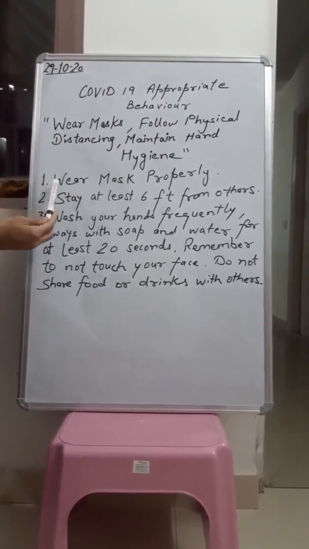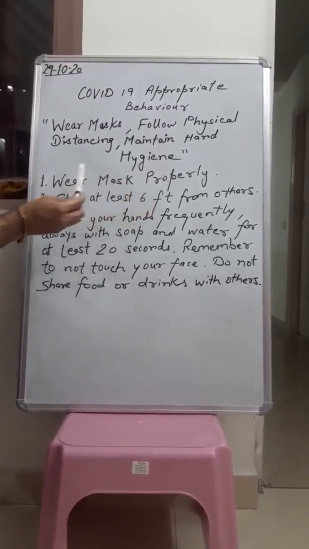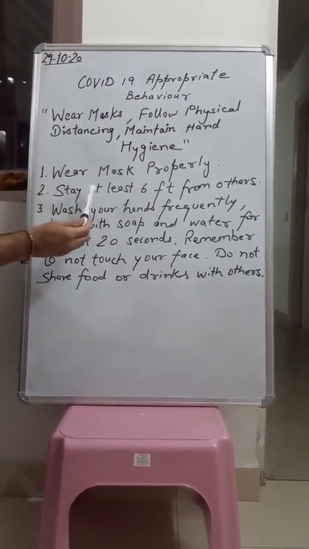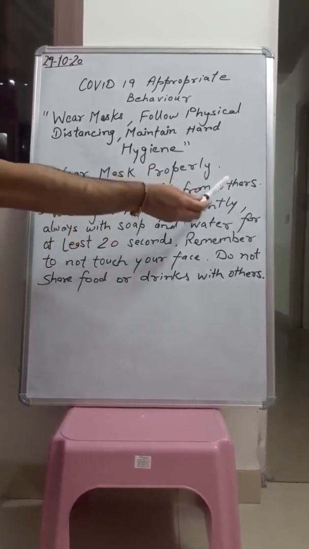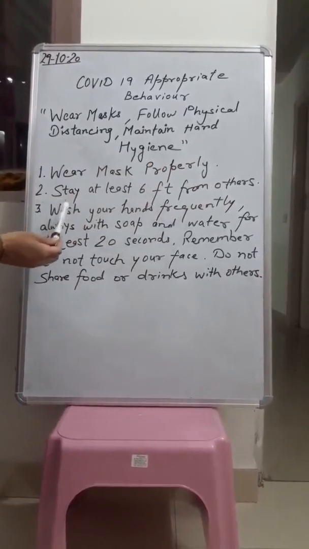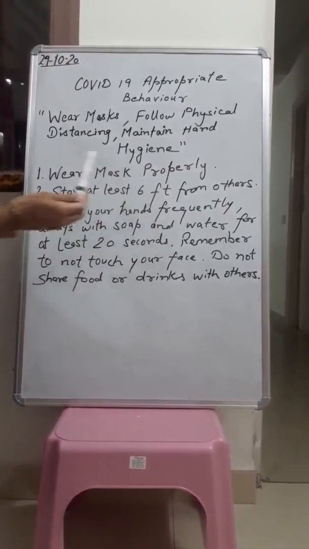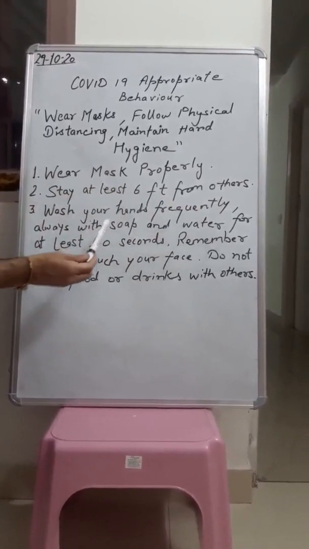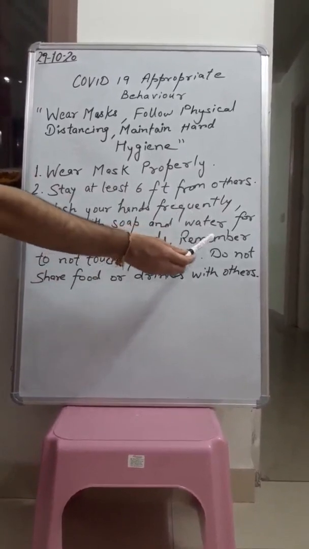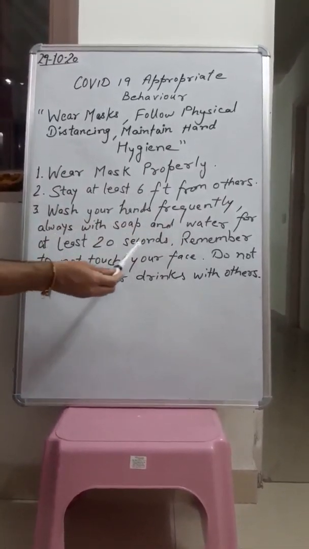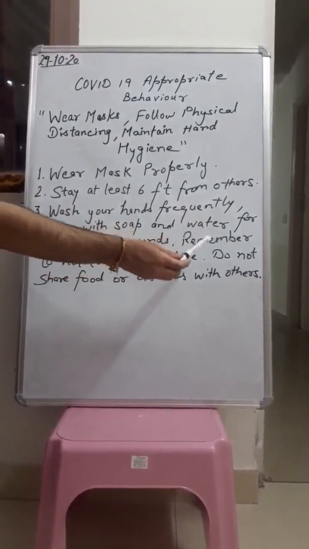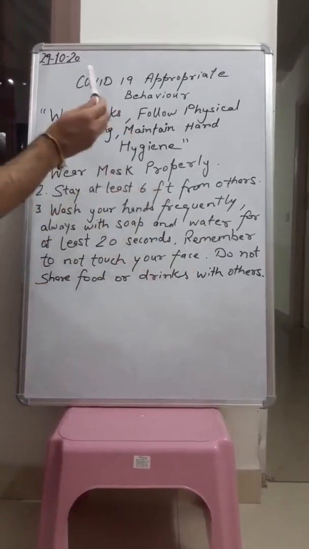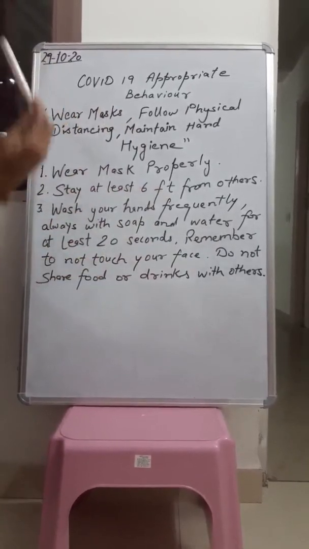First is wear your mask properly. You all have to wear your mask properly. Second, stay at least 6 feet from others. Third, wash your hands frequently, always with soap and water for at least 20 seconds. Remember to not touch your face. Do not share food or drinks with others. These are your instructions regarding COVID-19.